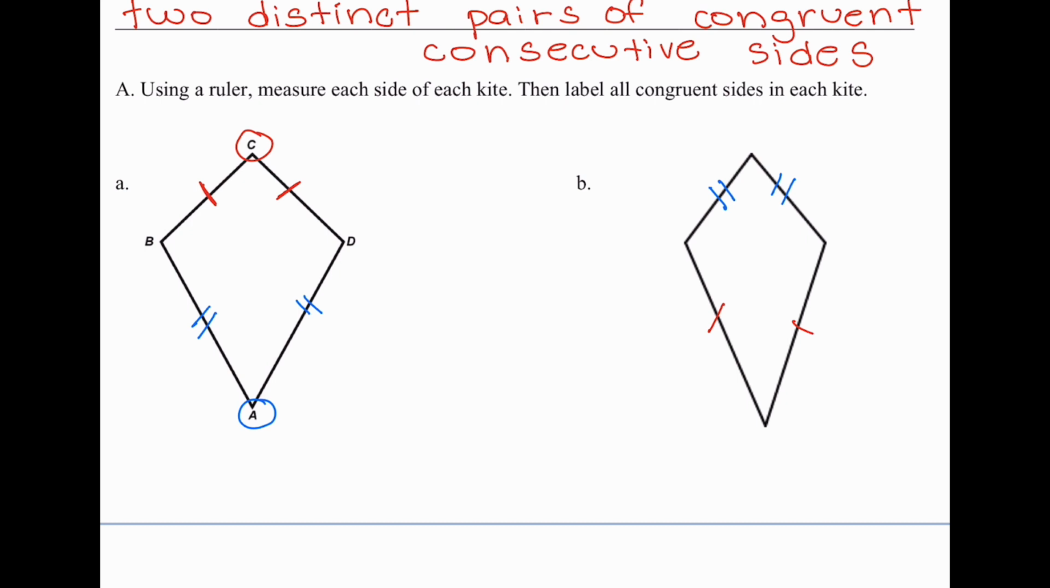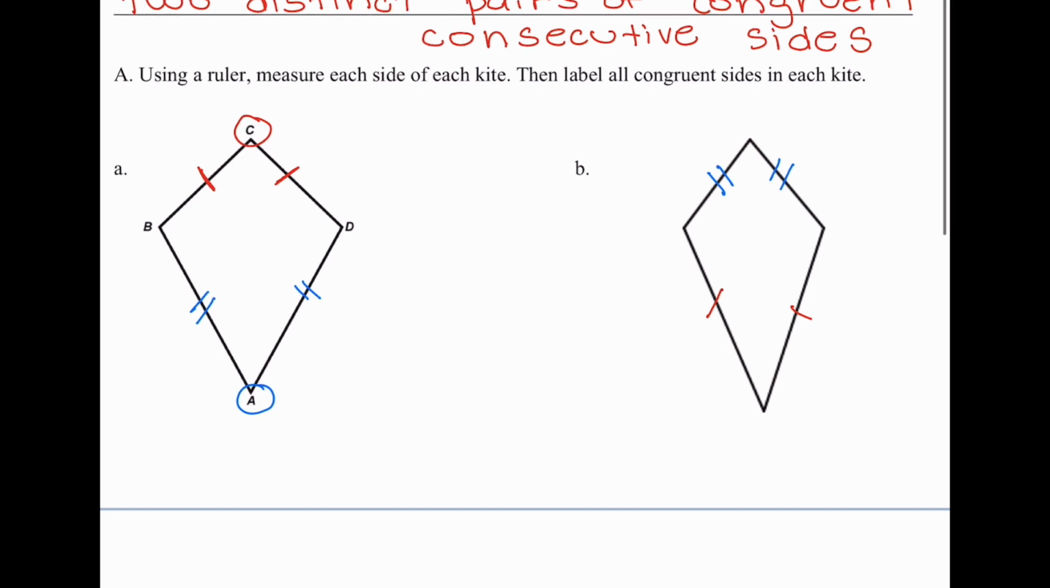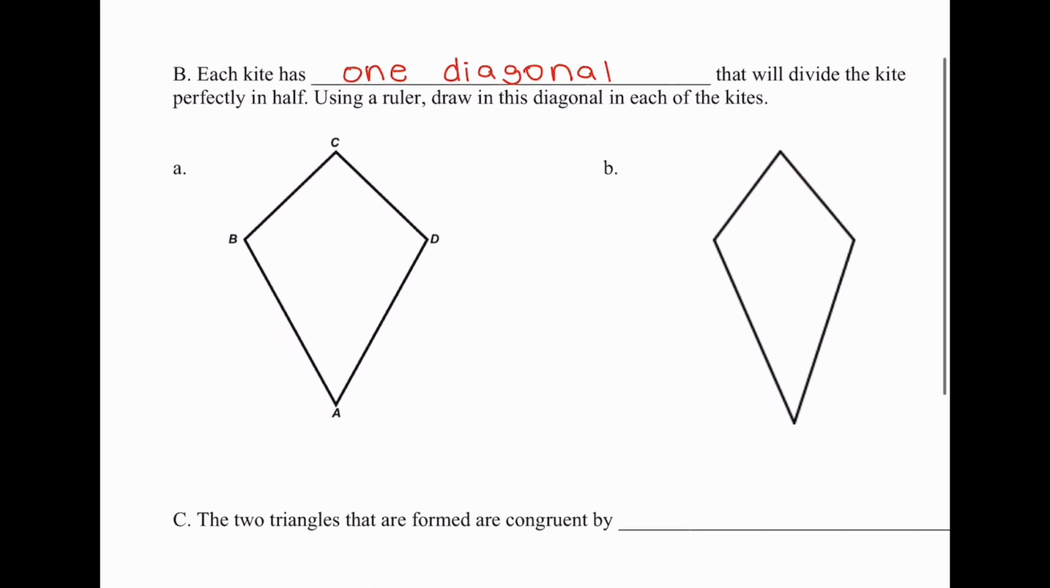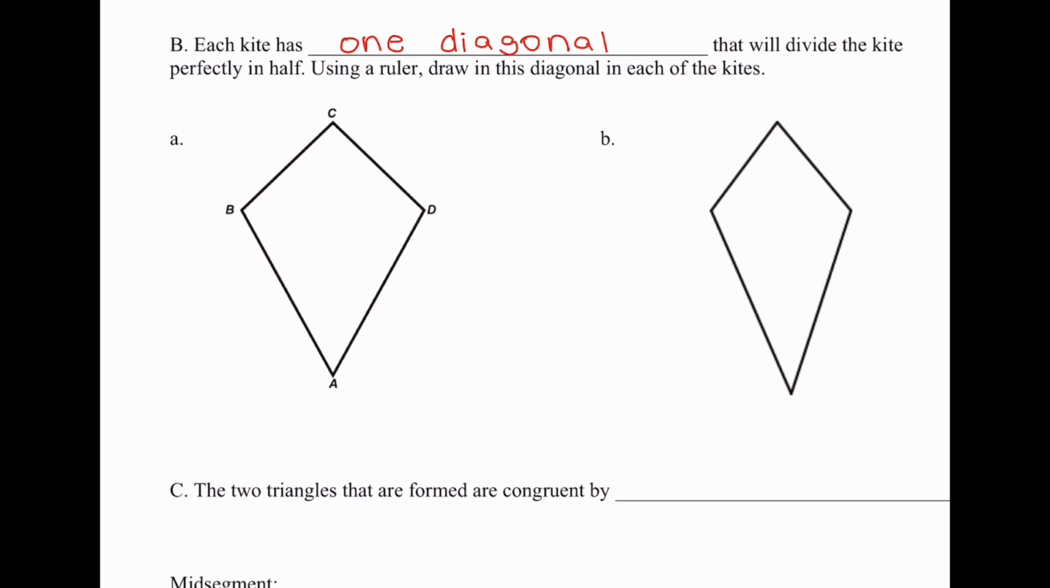So if we know a quadrilateral is a kite, we can go ahead and put these markings on their two pairs of congruent consecutive sides. Another special thing about a kite is that each kite has one diagonal that will divide the kite perfectly in half. So using a ruler, draw in this diagonal in each of the kites. So there's only one diagonal that cuts it perfectly in half.